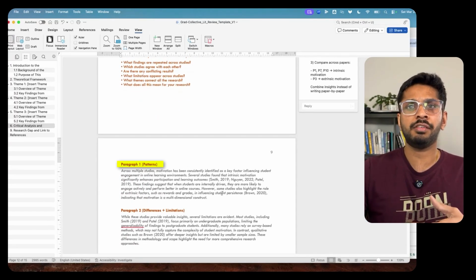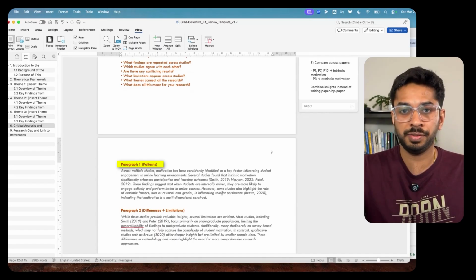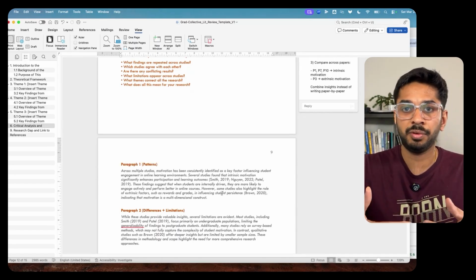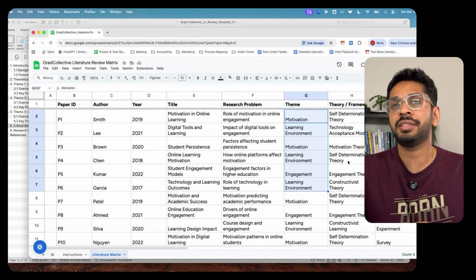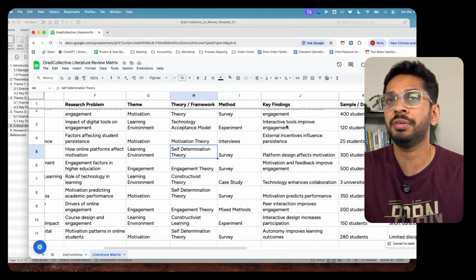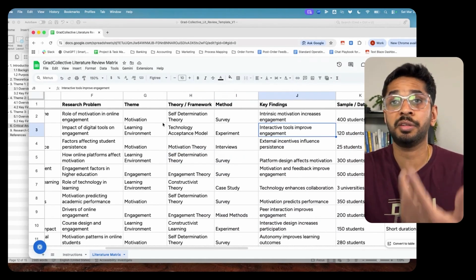Your first paragraph is more about reflecting on the patterns you have seen. Like, what do most studies say? What findings are repeated? Here is where again metrics is very handy and helpful, where you will start seeing some key findings that repeat by themselves.